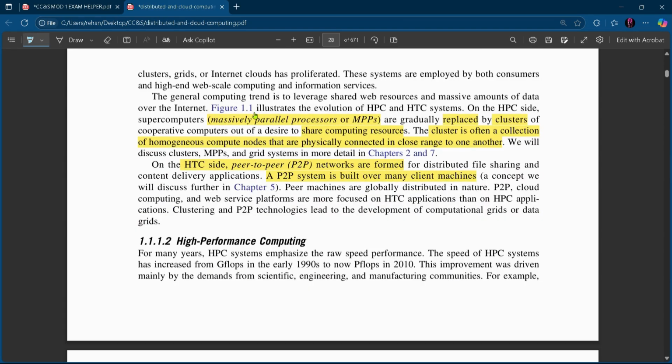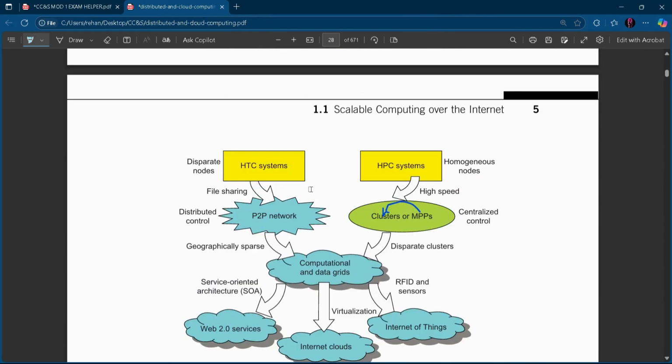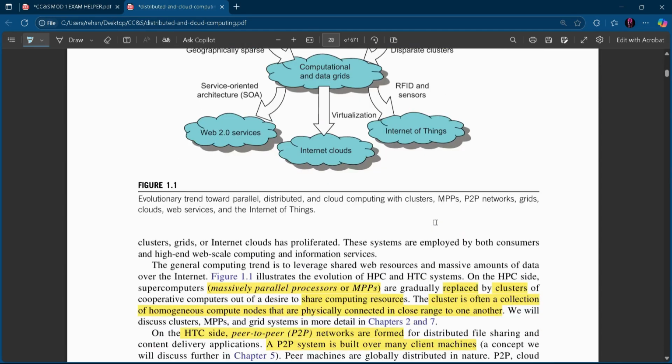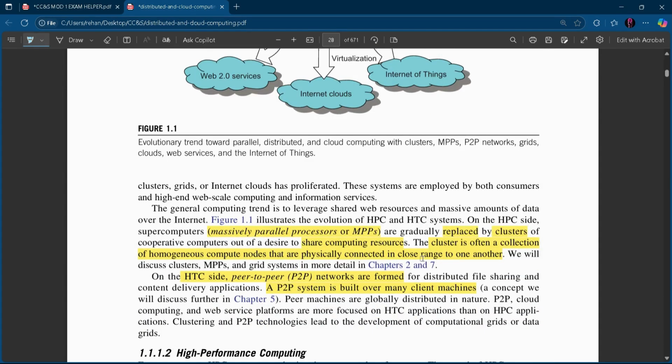See over here, massively parallel processors are gradually replaced by clusters of cooperative computers out of the desire to share computing resources. So in the diagram, these MPPs are converted to clusters for sharing computing resources. These clusters are often a collection of homogeneous compute nodes that are physically connected in close range to one another. Then in HTC, peer-to-peer networks are formed.